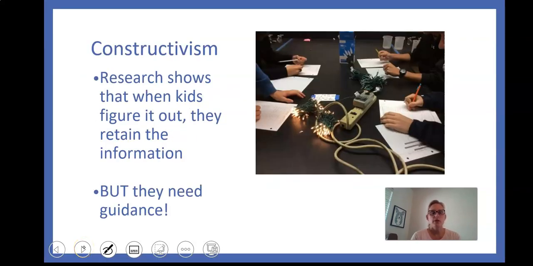The research on constructivism shows that when kids figure out the information, they learn it, but they need guidance. Just throwing a bunch of equipment at students and saying, design an experiment, is not what the research says is the best thing. They need to be guided to get the right answers, because when students construct the wrong answer, it actually sticks in their brain. So we want to make sure that they're constructing the correct scientific principle, and that's through careful revising of 5Es.